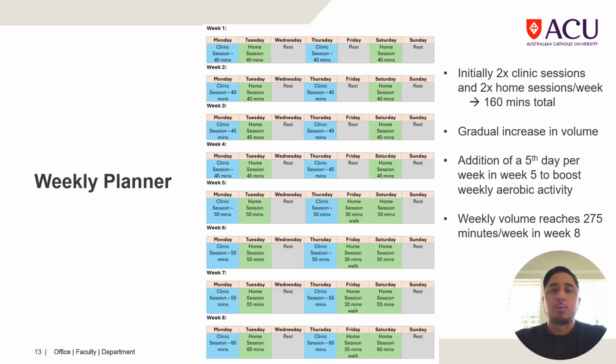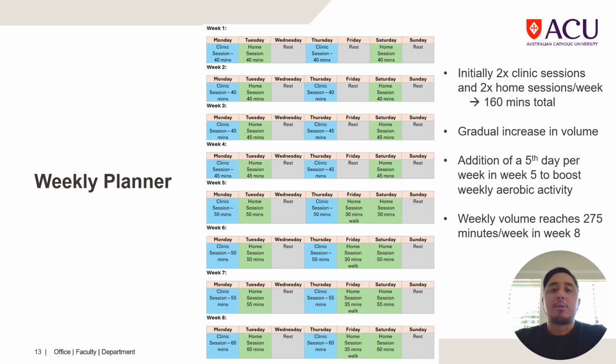Mandy's exercise program will take place over 8 weeks. It will initially begin with 2 clinic sessions and 2 home sessions of 40 minutes each in duration per week, totaling 160 minutes of activity each week. The program will see a gradual increase in volume over the 8 weeks, with sessions gradually increasing by 5 minutes. This increase will be in the form of extra repetitions and extra sets.